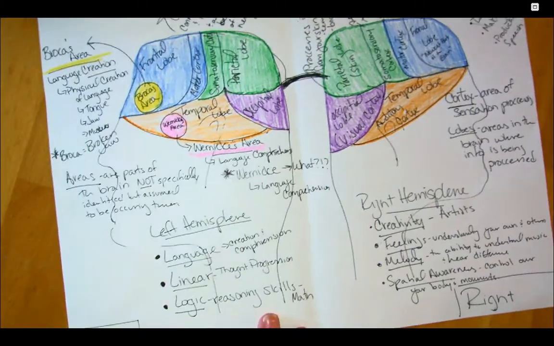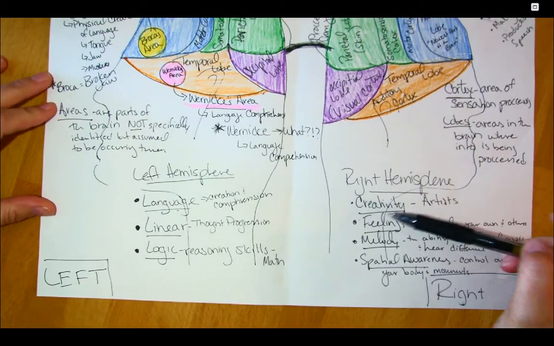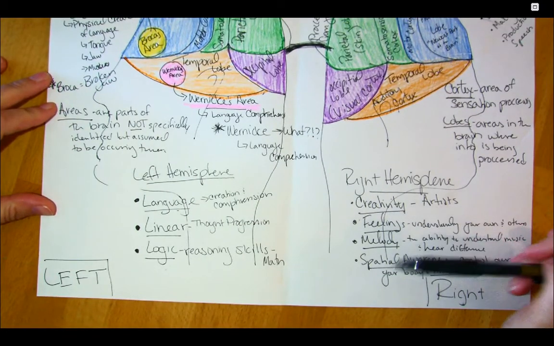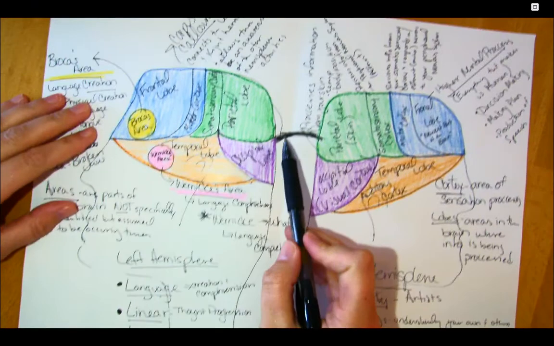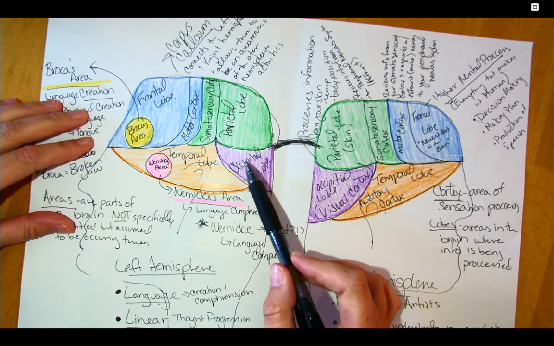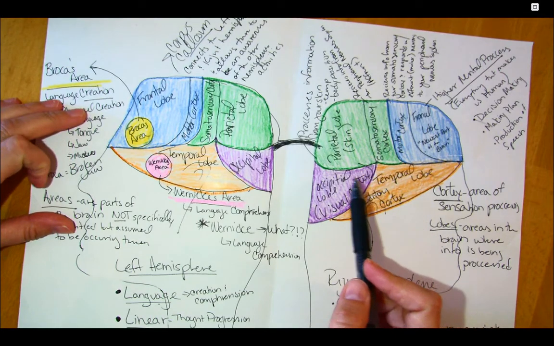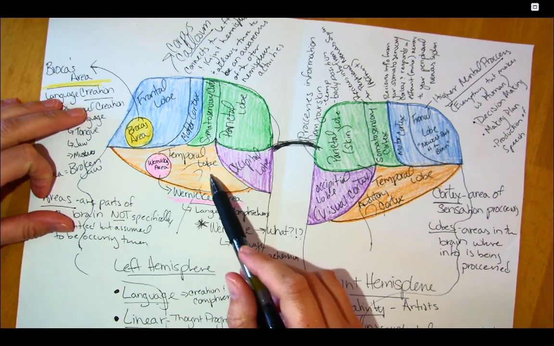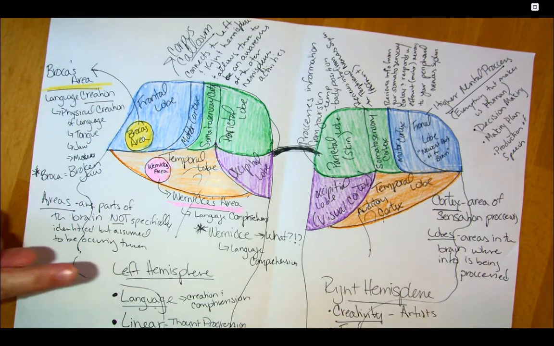And yes, you do need to know that the left is in charge of language and linear logic, and the right is in control of your creativity, your feelings, your melody, and your spatial awareness. Yes, but you need to understand that we have the corpus callosum, which allows our left and our right hemispheres to be in constant communication with each other. So when the right brain is doing something, the left brain knows about it. When the left brain is doing something, your right brain knows it. It allows for constant communication so your brain works together.